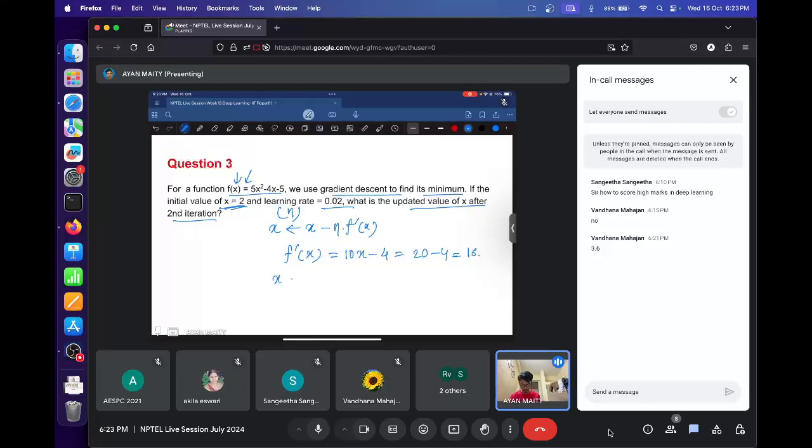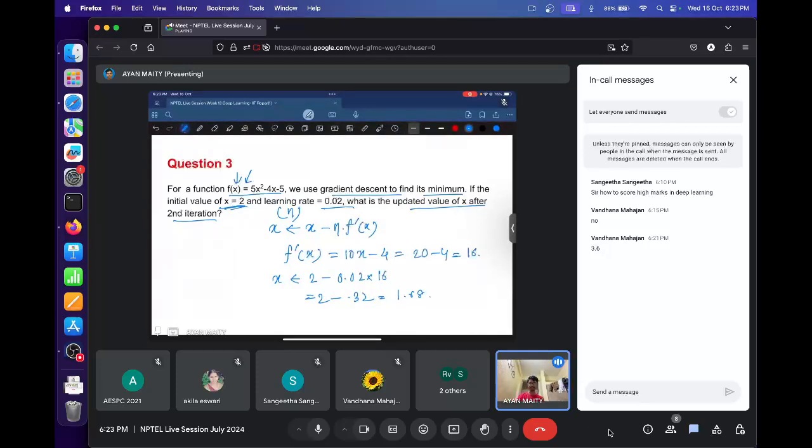So after the first iteration, the value of x would be 2 minus eta, which is 0.02, into 16. So there will be 2 minus 0.32, which is 1.68. So this is after the first iteration.